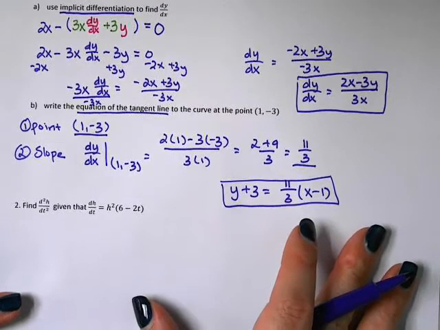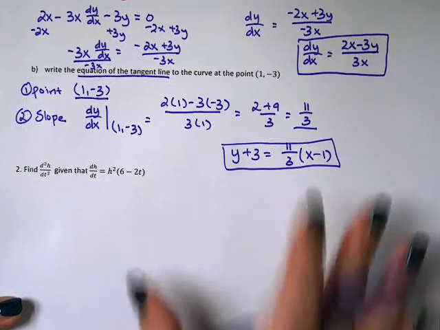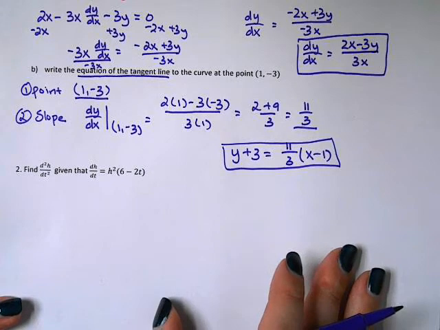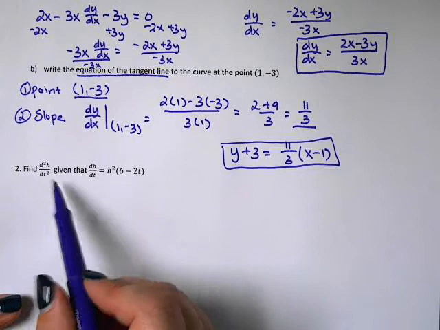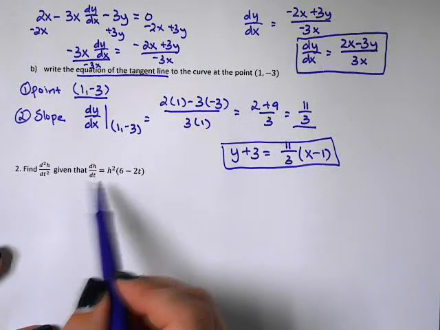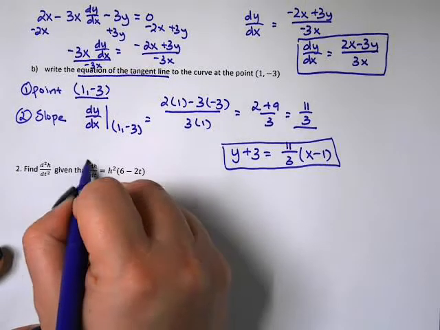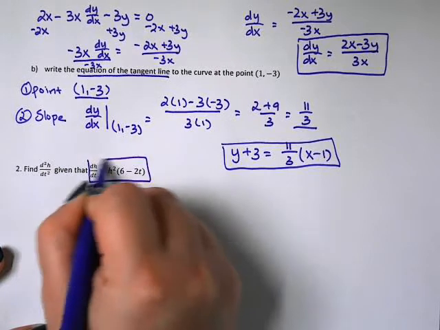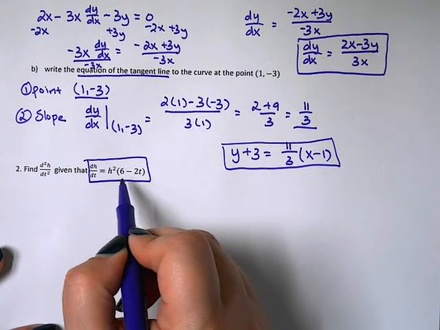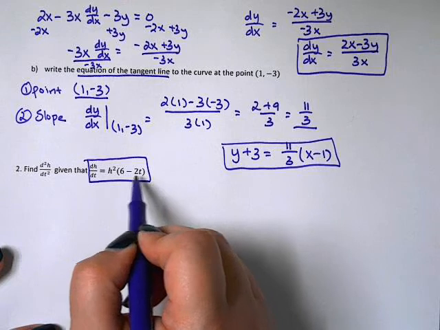Okay, now let's take a look at number 2. This is, I know, where we had some issues. So we're asked to find the second derivative given this first derivative here. So dh/dt is equal to h squared times the quantity 6 minus 2t.